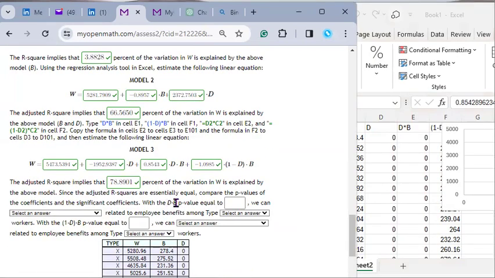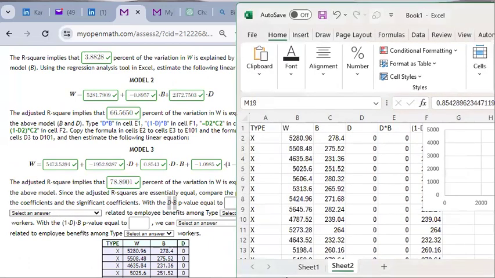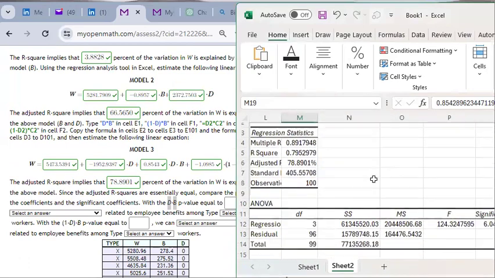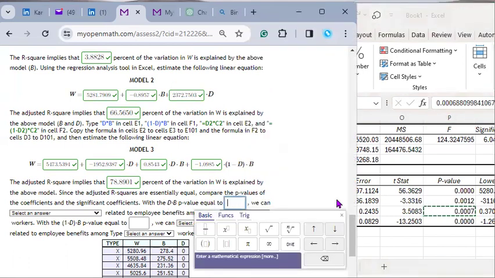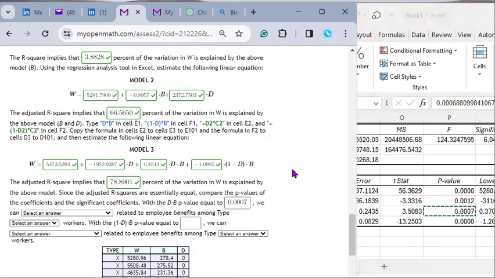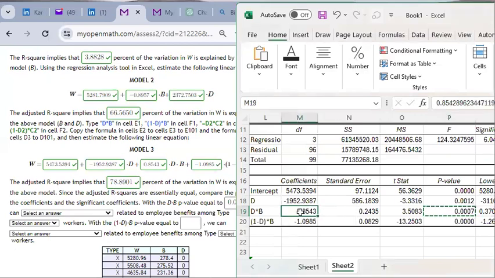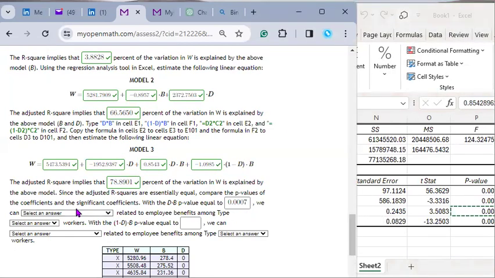We want to find the p-value of D times B, right? The p-value of D times B was 0.0007. We can conclude what? Wage income is negatively related to employee benefits. I don't think we could say that because the coefficient is positive, right? So we can conclude that wage income is positively related to employee benefits.